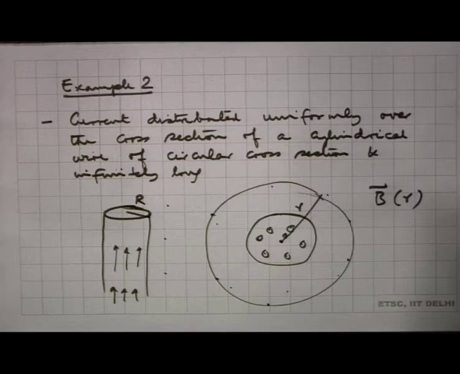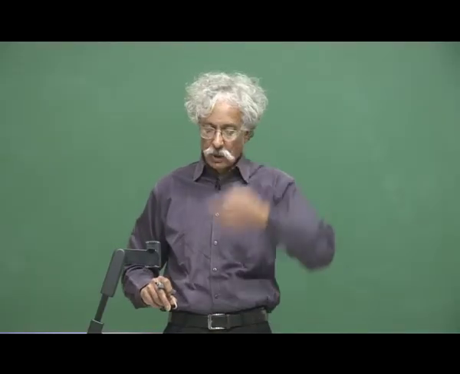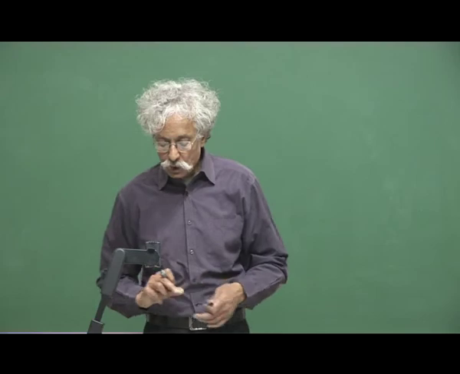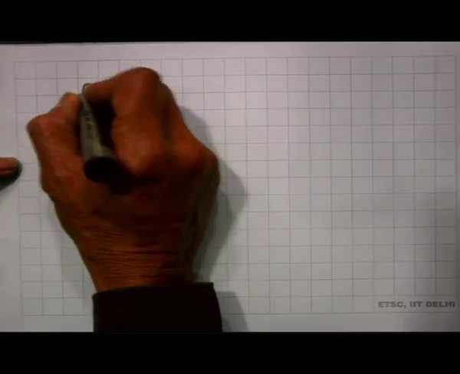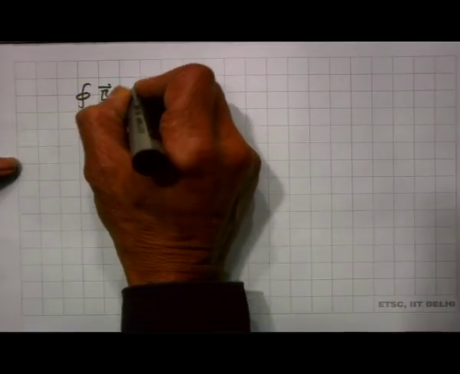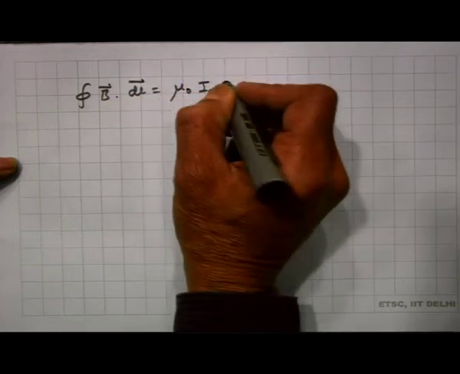Again what I find is, I can consider these to be a large number of thin current elements going along this direction, and they will all produce a magnetic field which is azimuthal, along this direction, and I can use this immediately to calculate the magnetic field of the current carrying conductor. So, Ampere's law tells me B dot dl is equal to mu 0 I enclosed.